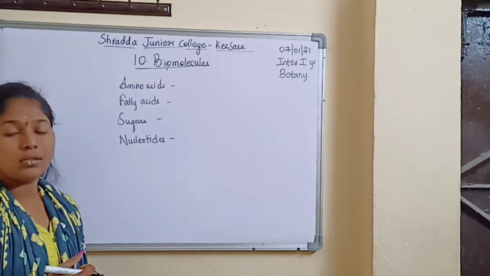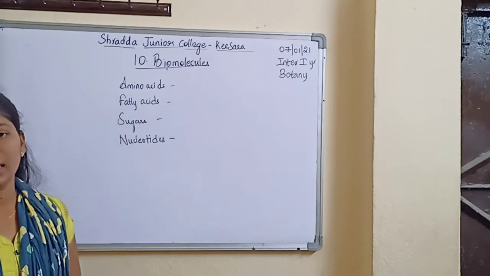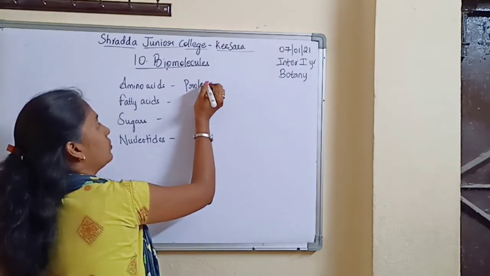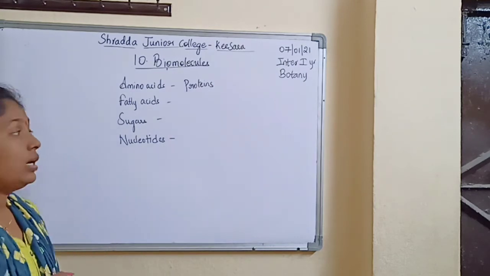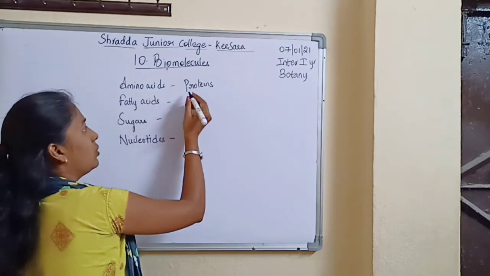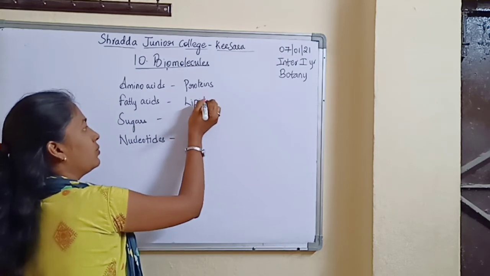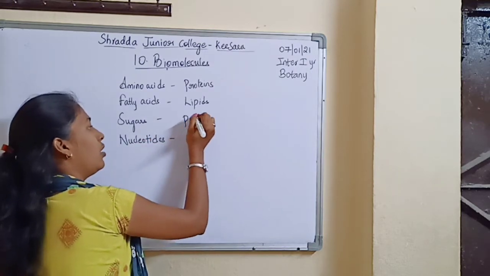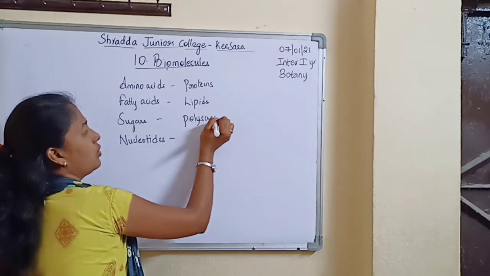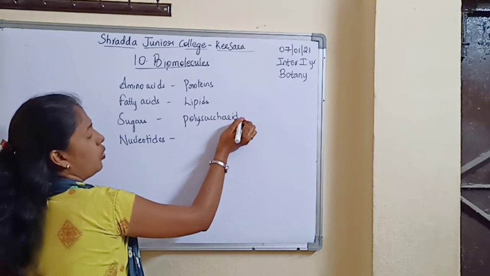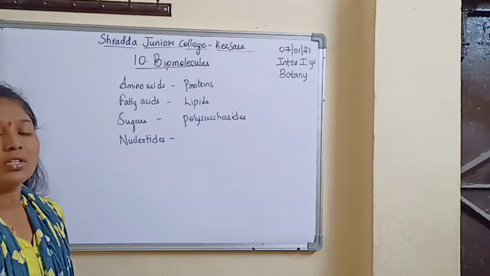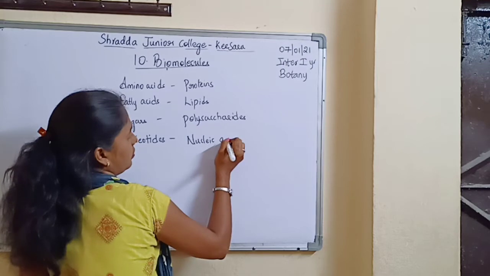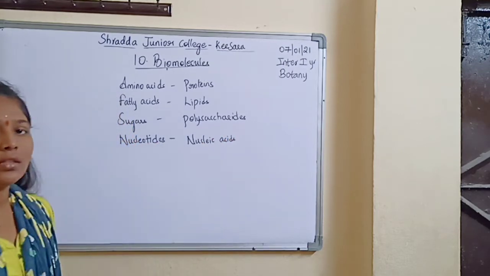So if you take that, amino acids are nothing but proteins. Fatty acids are nothing but lipids. Sugars are nothing but carbohydrates, also called polysaccharides. And coming to nucleotides, these are called nucleic acids. So this is the basic thing which you need to remember.